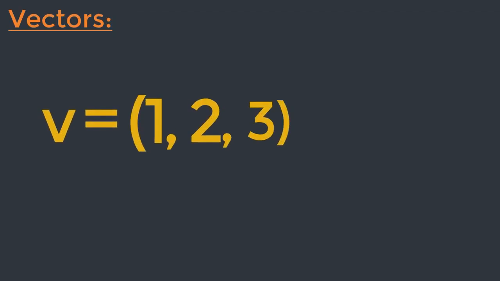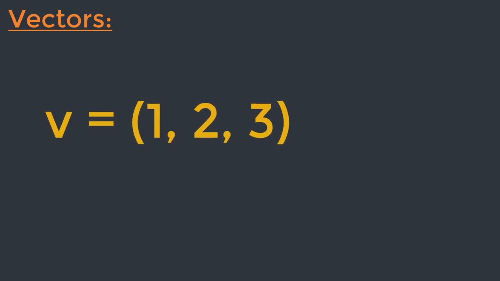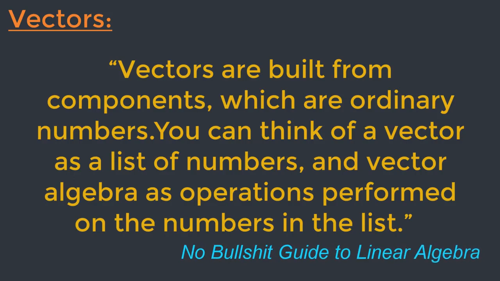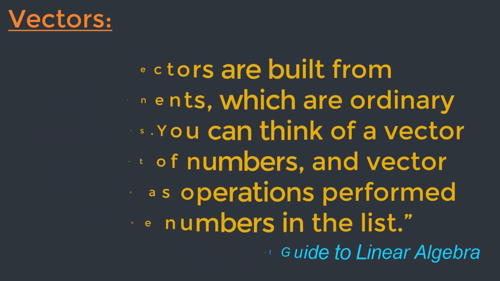A vector is a tuple of one or more values called scalars. Another more detailed definition: vectors are built from components, which are ordinary numbers. You can think of a vector as a list of numbers, and vector algebra as operations performed on the numbers in the list. I have taken this definition from the book No Bullshit Guide to Linear Algebra. Vectors are often represented using lowercase characters such as v. For example, v equal to (v1, v2, v3) is a vector where v1, v2, and v3 are scalar values.